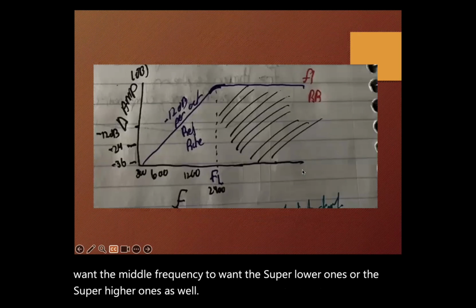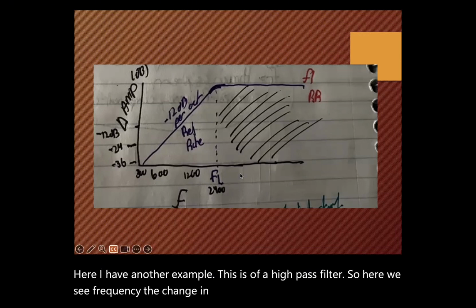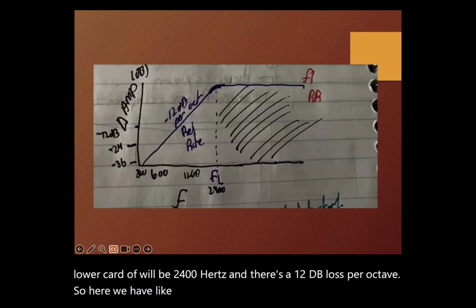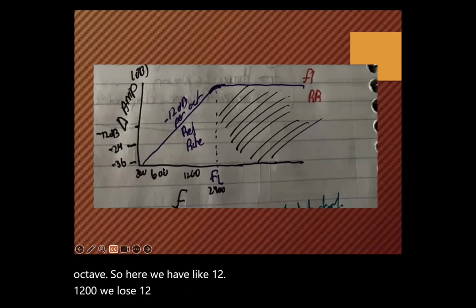Here I have another example. This is of a high pass filter. Here we see frequency and the change in amplitude in dB. The F sub L, or the lower cutoff, is 2400 hertz, and there's a 12 dB loss per octave. So at 1200, we lose 12 dB. At 600, we lose 24, and at 300, we lose 36, and so on.